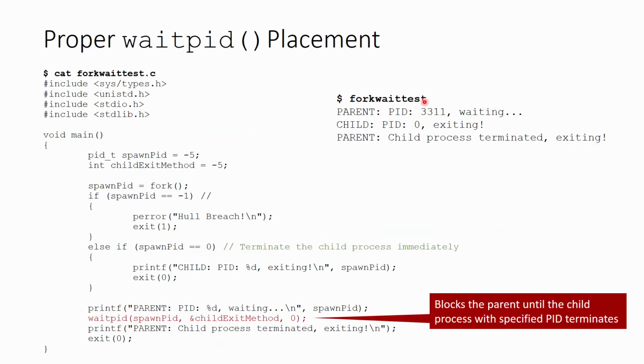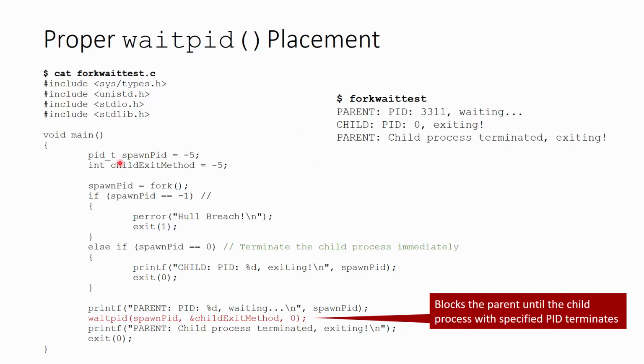Okay, so placing waitpid, let's do a little more complete example now of a parent spawning off a child and then waiting properly for that child to terminate. Here's our output, what it's going to look like. Fork wait test, that's the name of our program once it's compiled. Here's the cat version of it. The parent is going to say, my process ID is 3311 and I'm waiting, and the child says, the value that I received was 0, I'm exiting, and then the parent says, child process terminated, I'm exiting. So we see that order here.